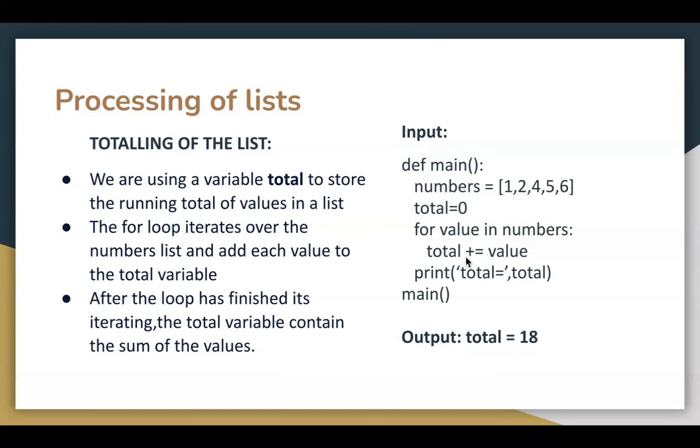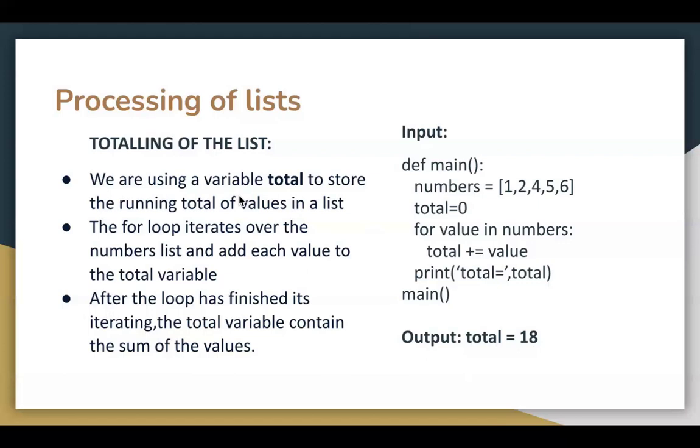For each loop, the value will be added to the total. Like for the first loop, the total value will be 0. For the second loop, the total value will be 1 plus 2, 3. And for the third loop, the total value will be 7. In this way, the total value will increase until the for loop finishes. So we will get the output as total is equal to 18.